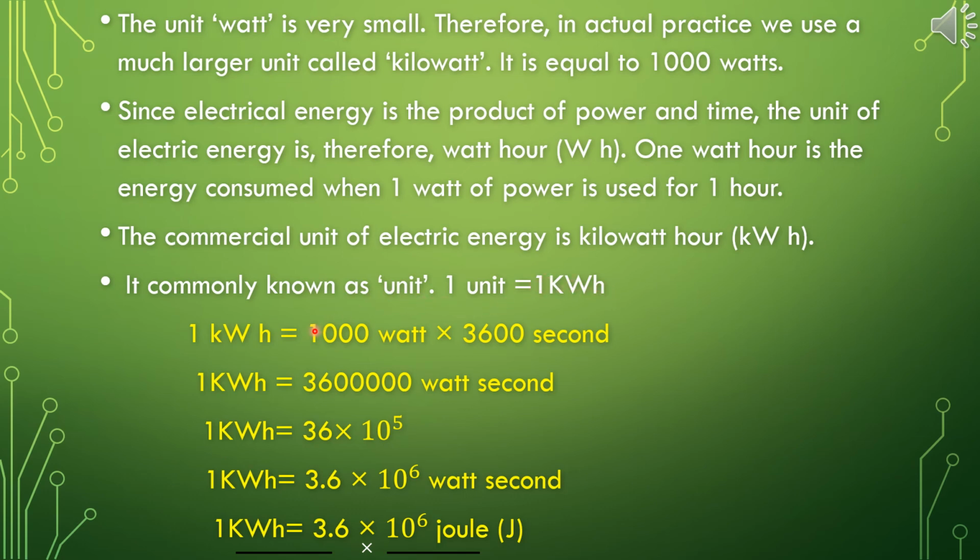If I go for converting 1 kilowatt hour into joules, you have learned this last year, let us understand that 1 kilowatt hour is equal to 1000 watt into 3600 seconds. When you calculate, you will get 1 kilowatt hour is equal to 3.6 into 10 to the power 6 joules.